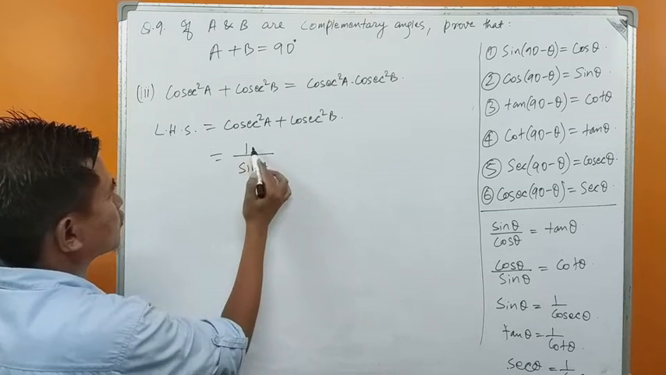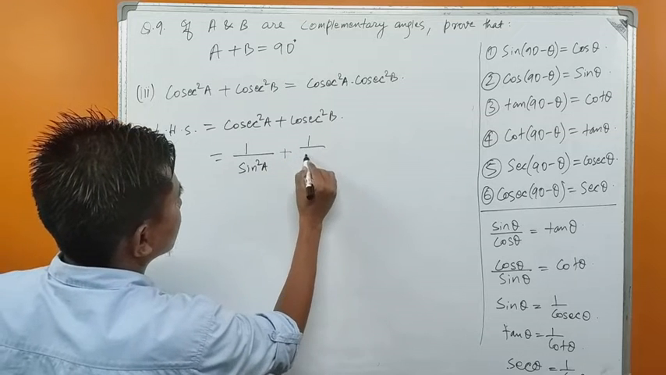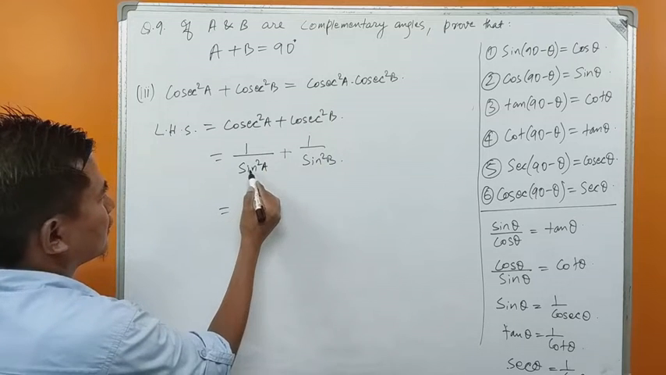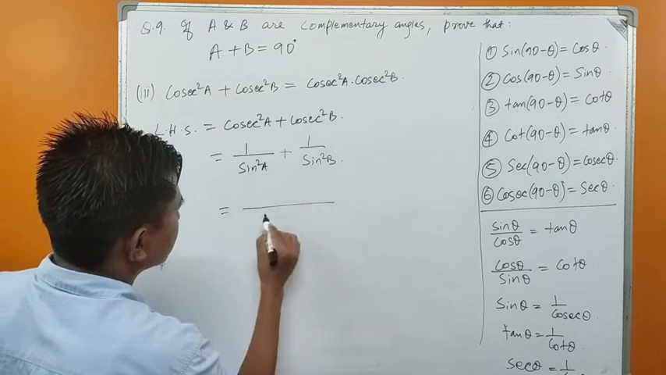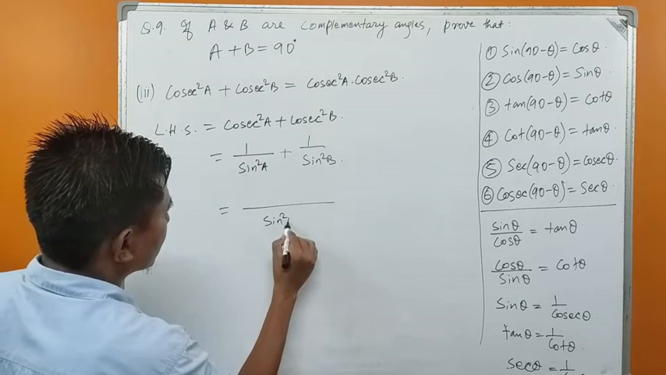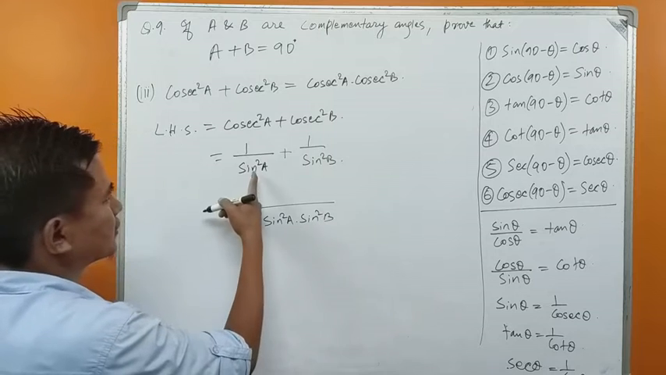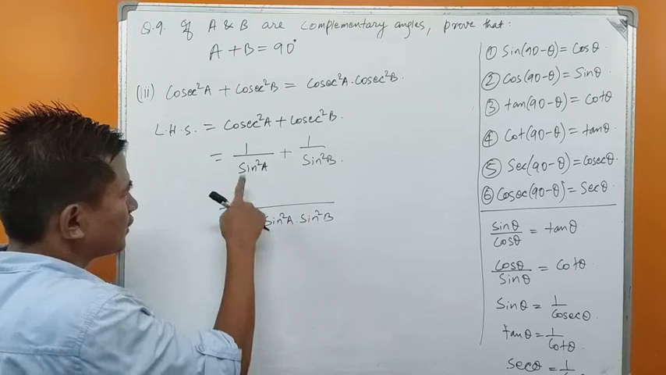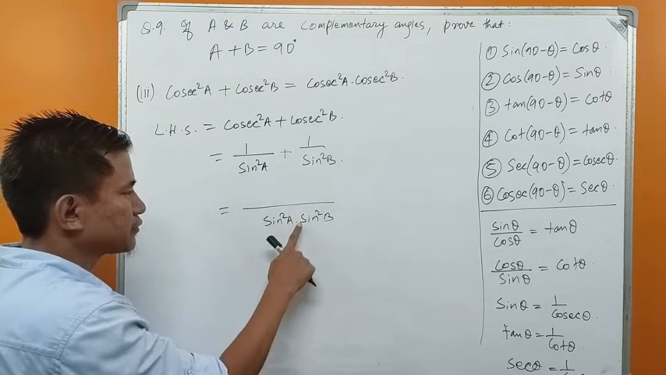So cosec square A is 1 upon sin square A, plus cosec square B is 1 upon sin square B, isn't it? Now let's take the LCM of the denominators, sin square A and sin square B. The LCM will be sin square A into sin square B, isn't it? Now sin square A when multiplied with sin square B gives us this number.